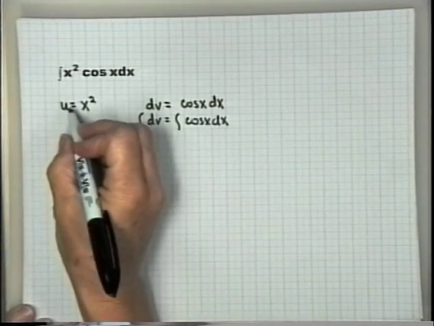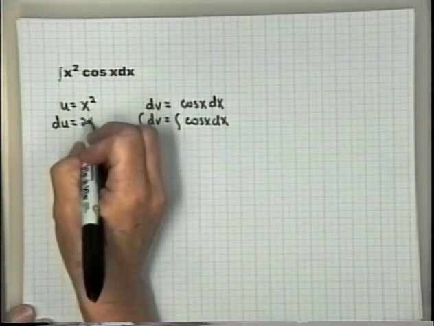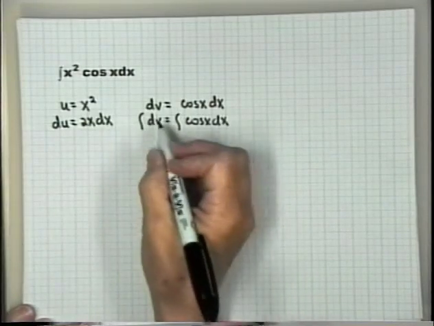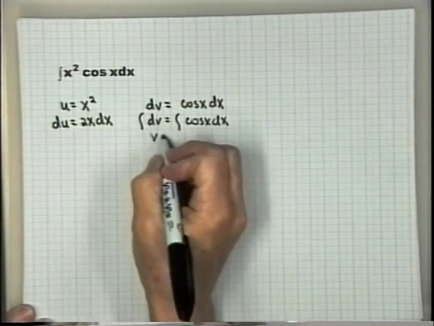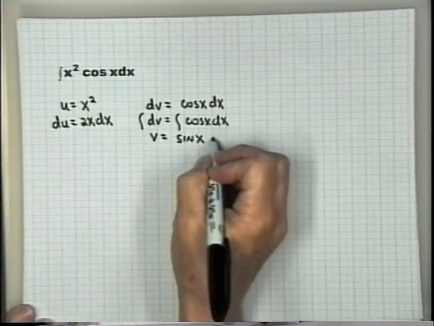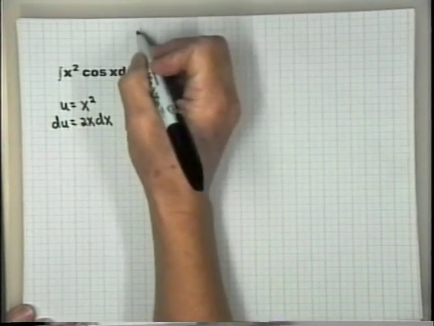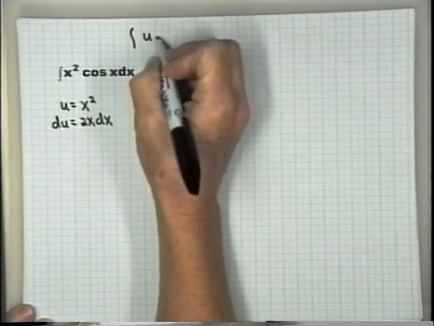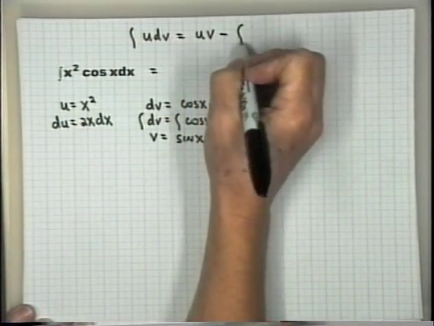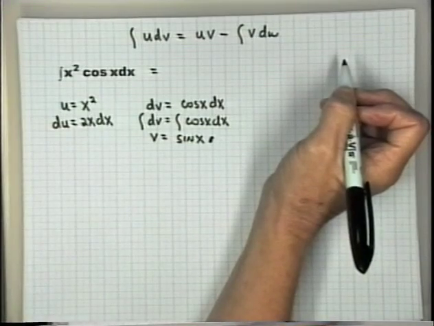Okay, with these choices, u equals x squared. So du is 2x times dx. See, that got easier. The antiderivative of dv is v, and the antiderivative of cosine x is sine x. All right, our parts formula, remember: the integral of u times dv is u times v minus the integral of v times du. That's what we're going on.